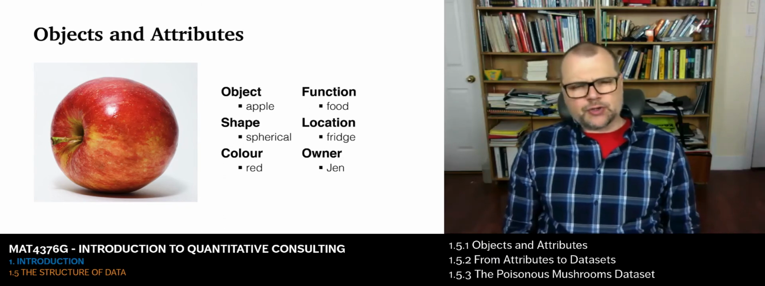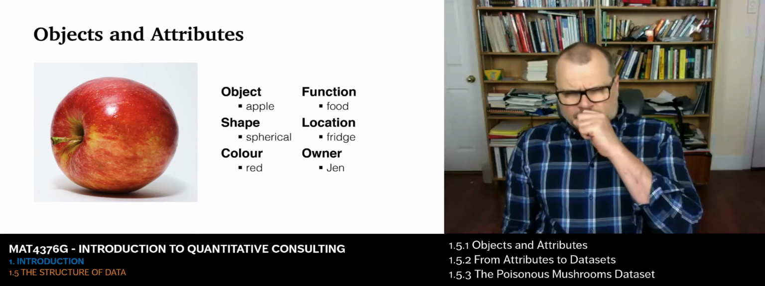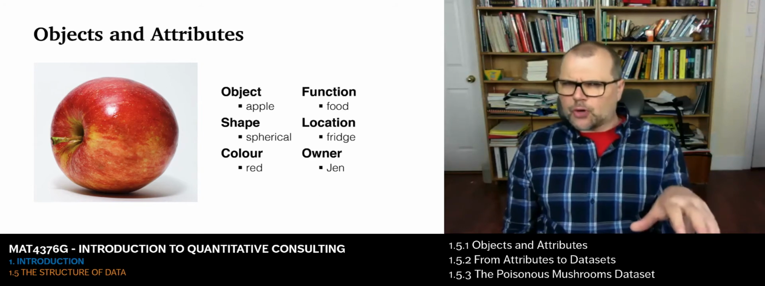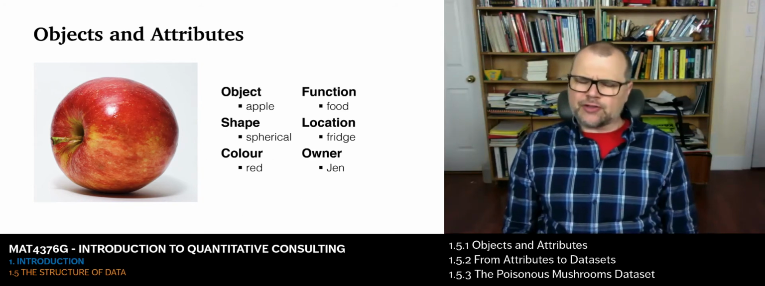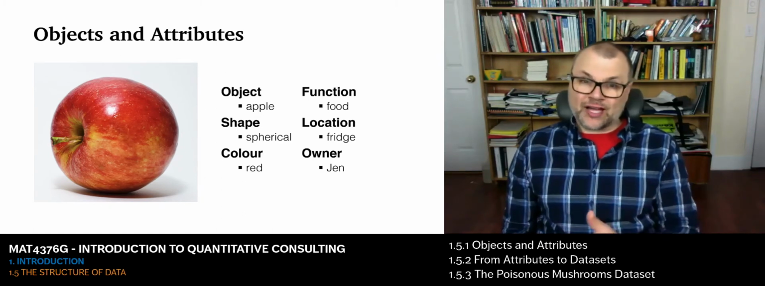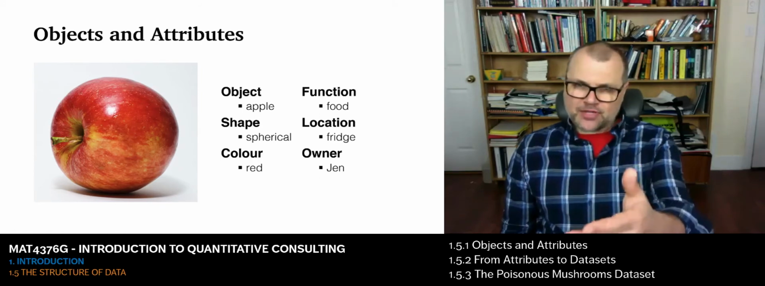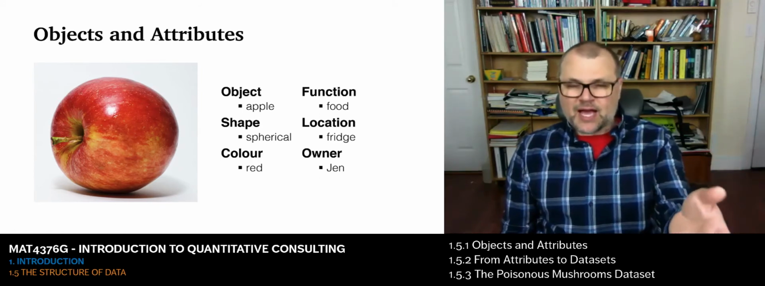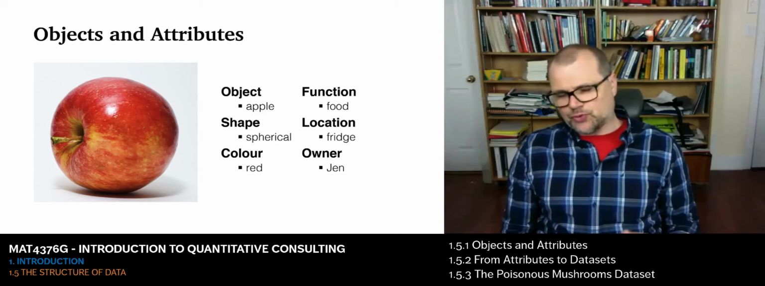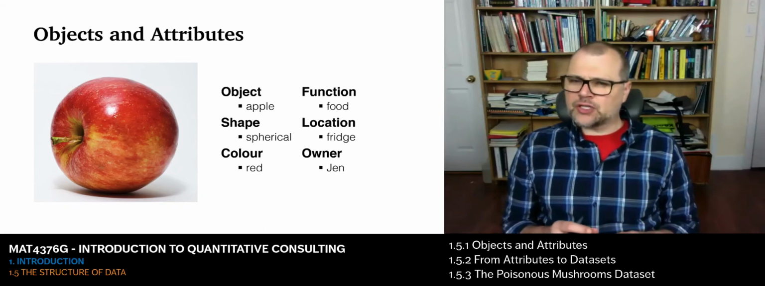I'm showing you a picture here. For the purposes of this course, we're going to think of data as being a collection of objects together with their attributes. We have an object, which is an apple, a specific apple, and it has 5 attributes. It has a shape, it has a color, it has a function, it has a location, and it has an owner.